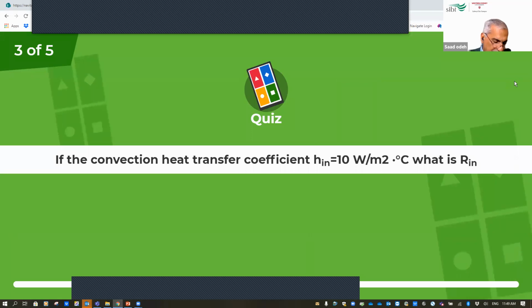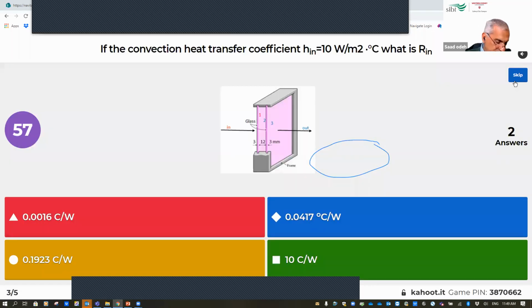Now we have the H. What's the Rn? So if you know H, what's Rn? Remember R, we said for this convection is equal to 1 over HA.